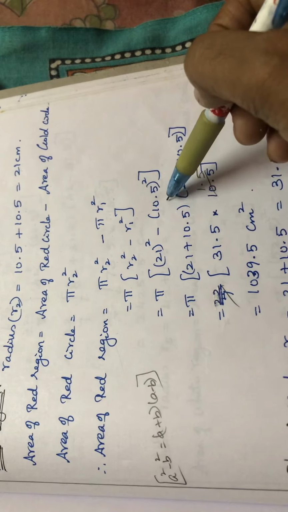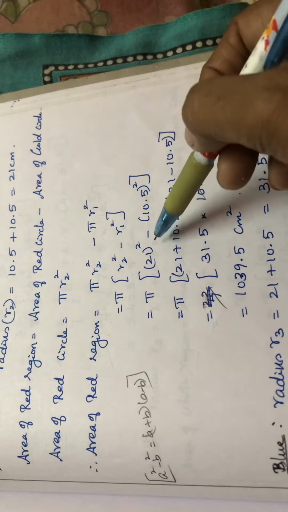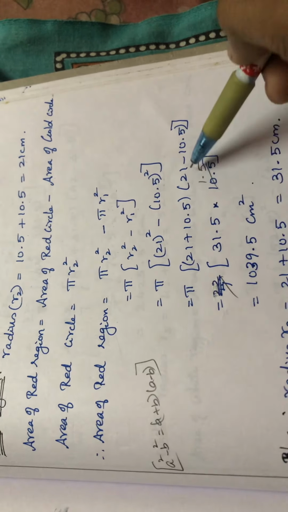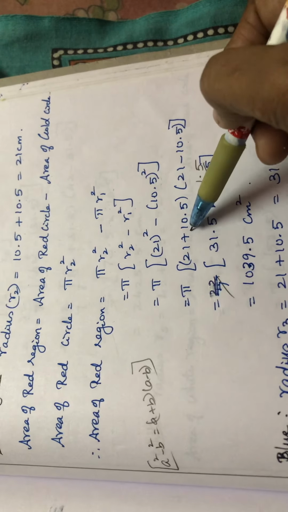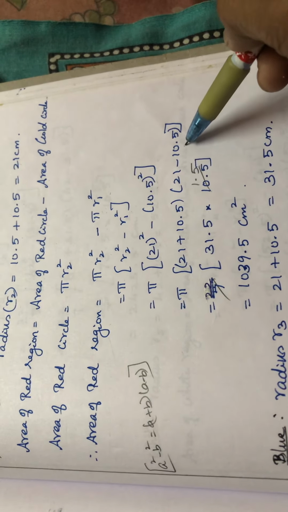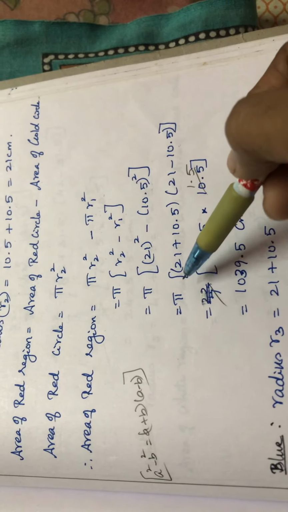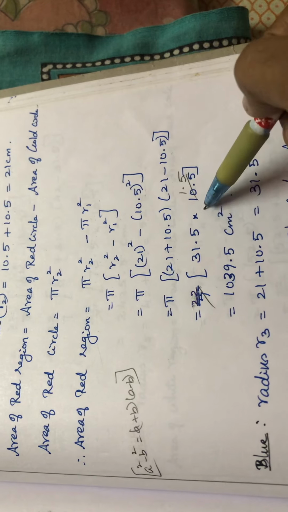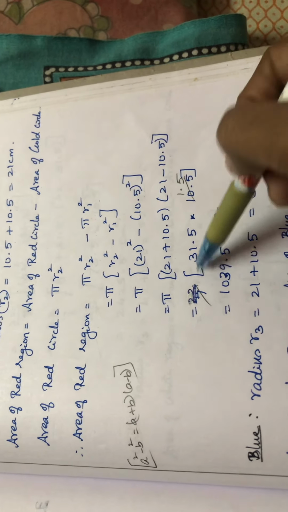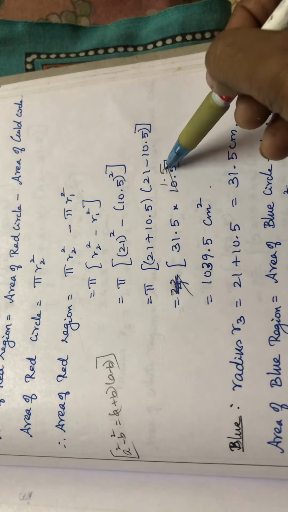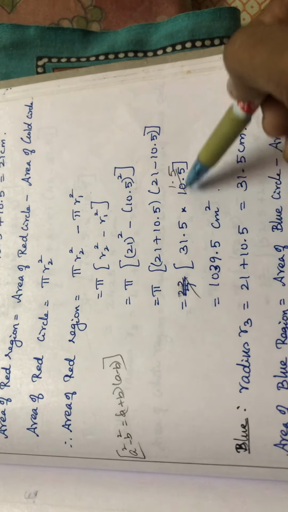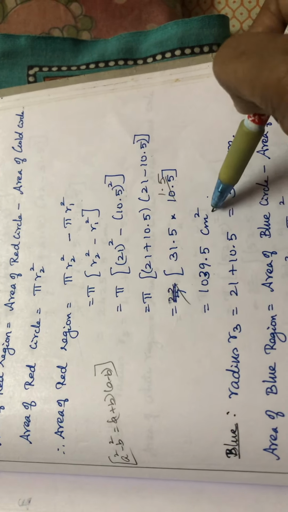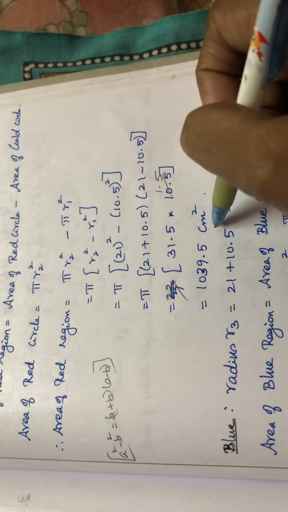So 21 square minus 10.5 square. It looks like a square minus b square. So what is the formula? a plus b, a minus b. So I am splitting that into 21 plus 10.5 and 21 minus 10.5. When I am simplifying, I substitute pi as 22 by 7. Adding gives 31.5, and into 10.5. So 7 and this 10.5, I can cancel 1.5 times. Now multiply 31.5 into 1.5, I will get 1039.5 centimeter square. This is the area of the red region.